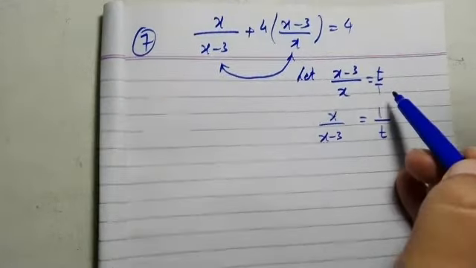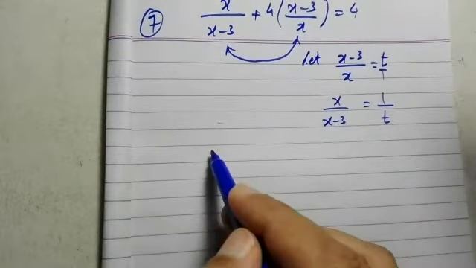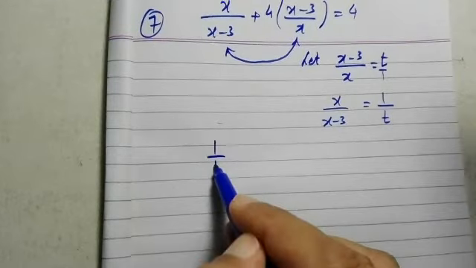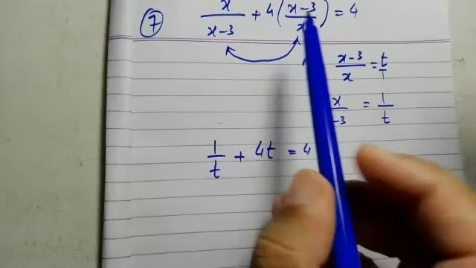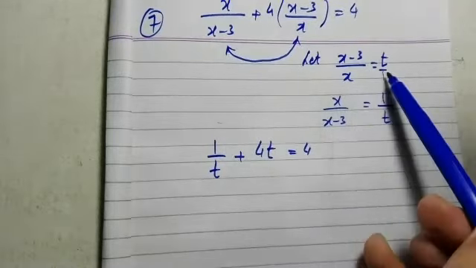Fine. And now substitute the values. x over x minus 3 is actually 1 over t, and it is t equals to 4. You can take either the first term or the second term as the substitution, either one of these terms as another variable. So it will not affect the answer.